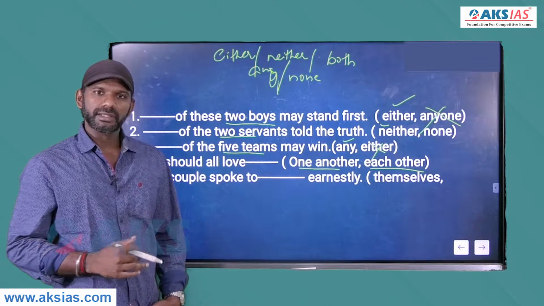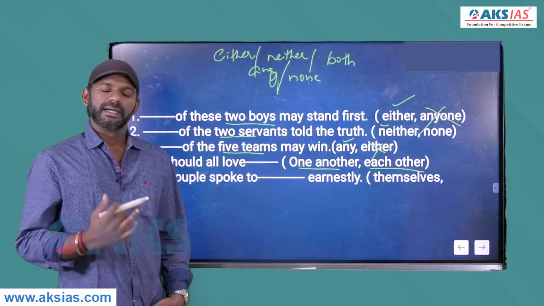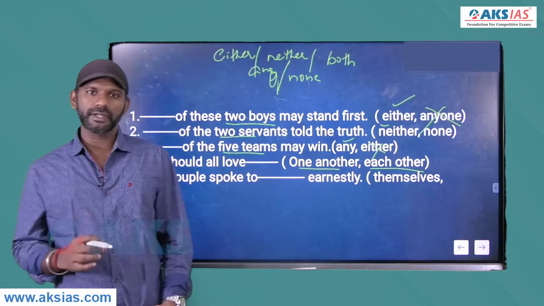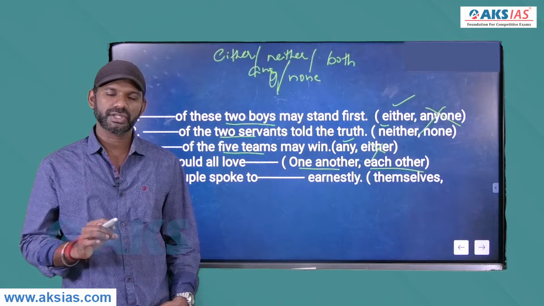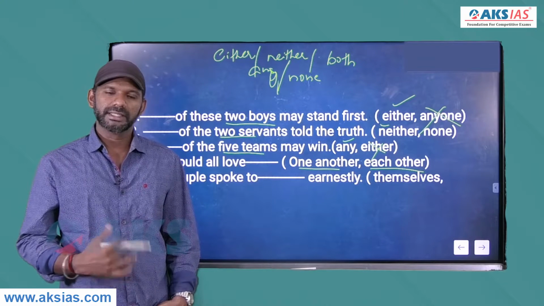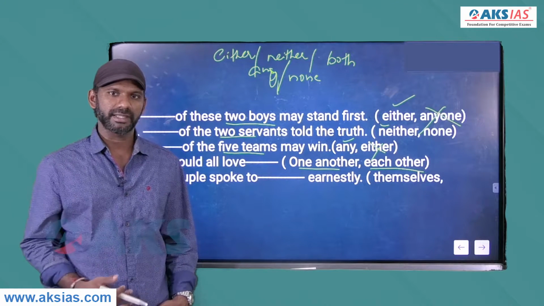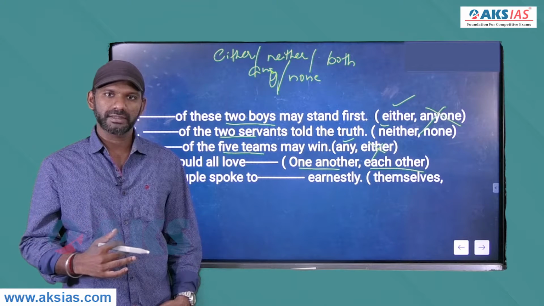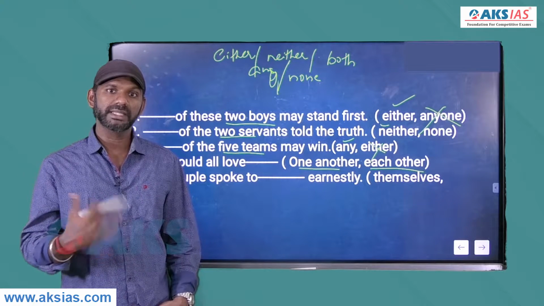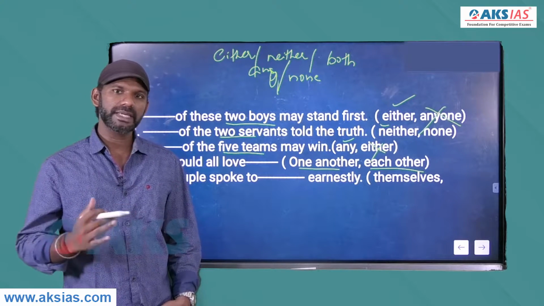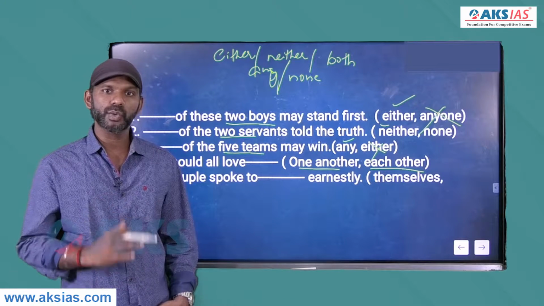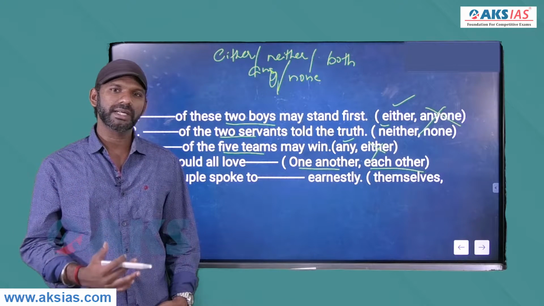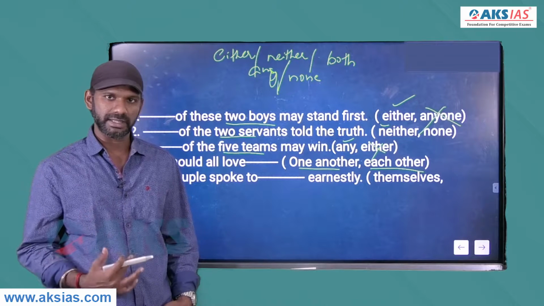When to use each other and when to use one another? If I say, the two friends met dash at the function. The three friends met dash at the function. The two friends met each other at the function. The three friends met one another at the function. So between and each other can be used only when there are two entities. Whereas among and one another can be used only when there are more than two entities.